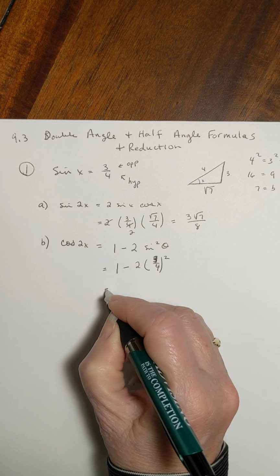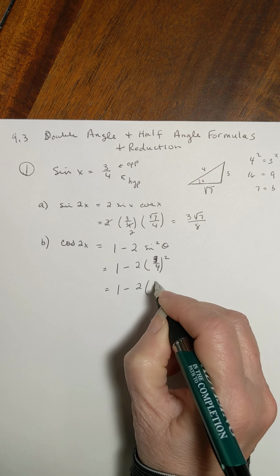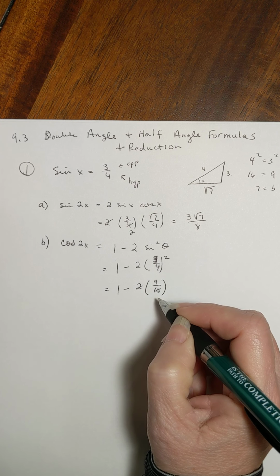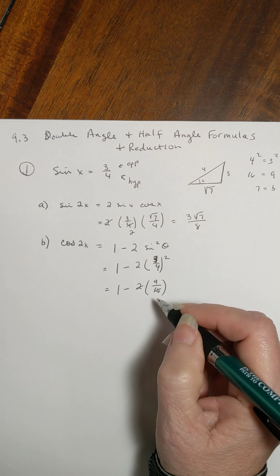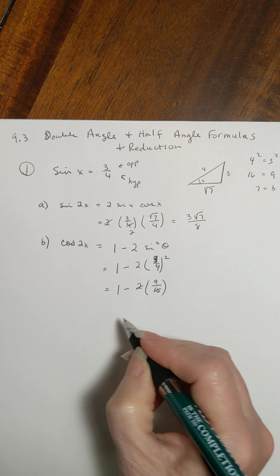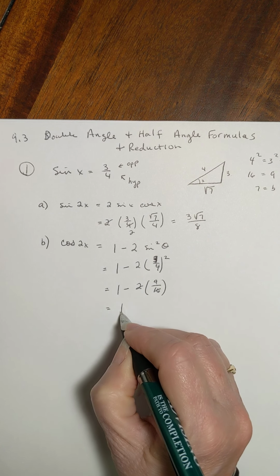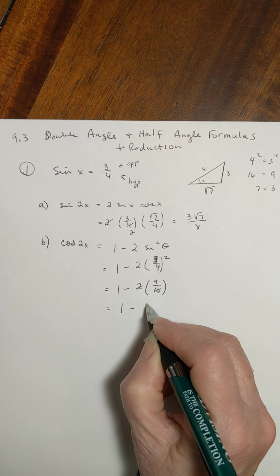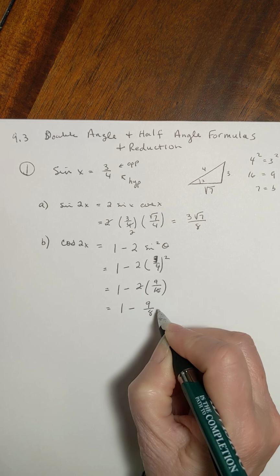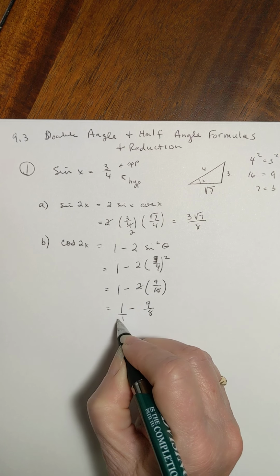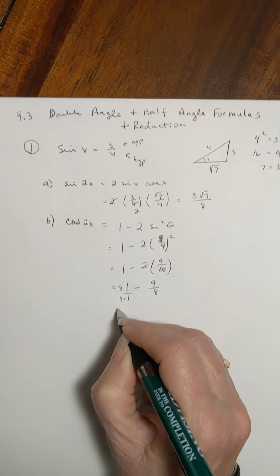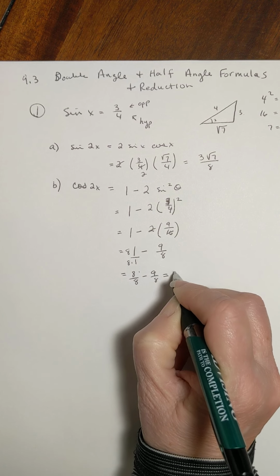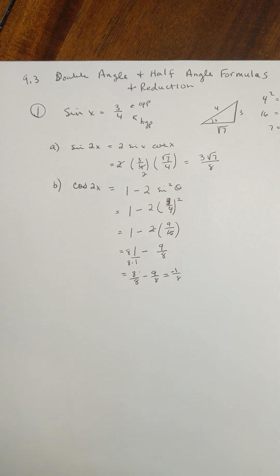And so that would be 1 minus 2 times 9/16, which I cancel, and I get 1 minus 9/8, and so this would be, making my denominators the same, 8/8 minus 9/8 would give me negative 1/8.